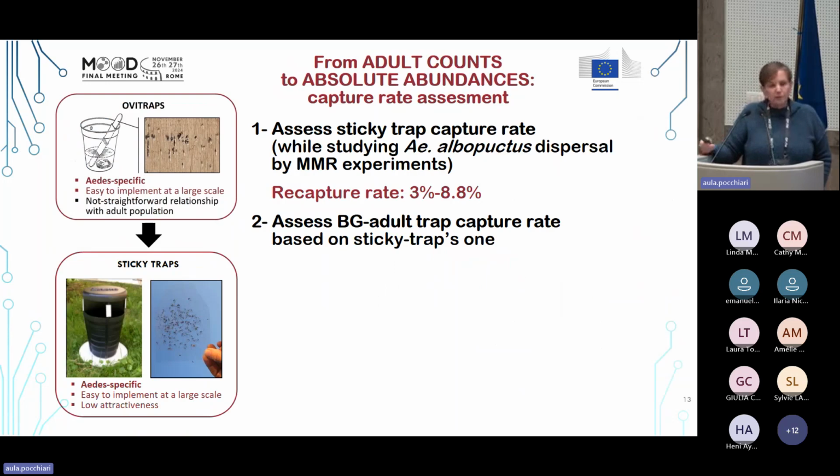So now that we know the recapture rate of sticky traps, which are traps that are used almost only by our research group, we try to use this information to assess the capture rate of other kinds of traps, which are more widely used by the research community, in particular BG traps, which are adult traps that attract mosquitoes by CO2 and other specific odors.